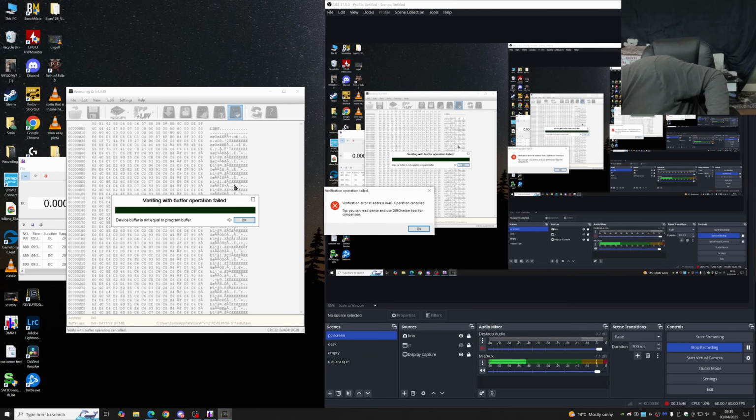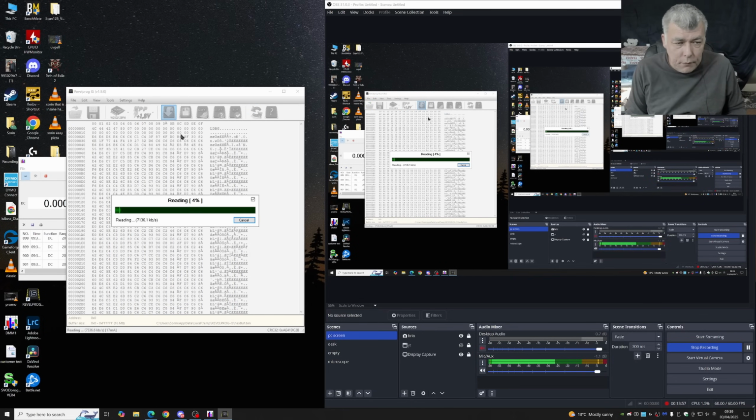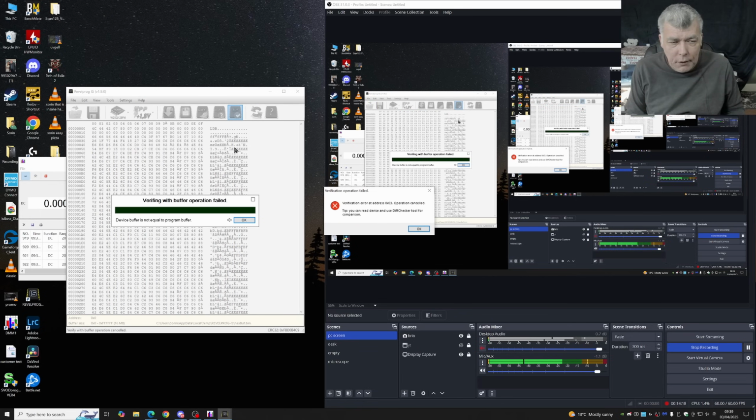Okay, let me plug the charger. So we are gonna read the BIOS with the charger plugged in. So one more time, reading the BIOS. Good, verifying with the buffer. It's not working.